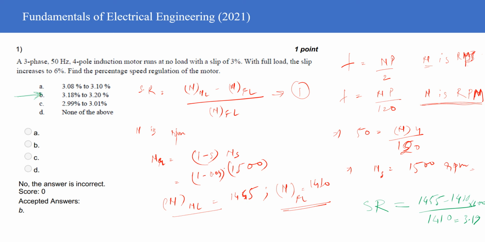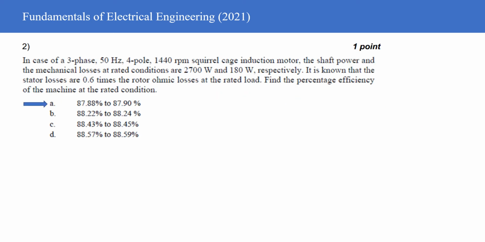I'm hoping that you understood it. Let's now move to question number 2. In question number 2, what's given to you is a squirrel cage induction motor. Induction motors are basically of two types: wound rotor induction motor and squirrel cage induction motor. The difference is that you can change the resistance of the rotor in a wound rotor case, but you cannot do so in a squirrel cage induction motor.